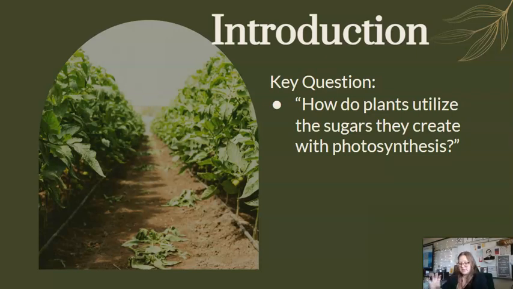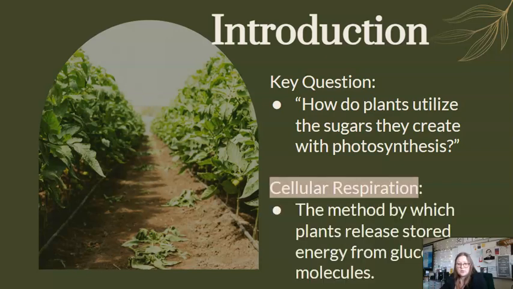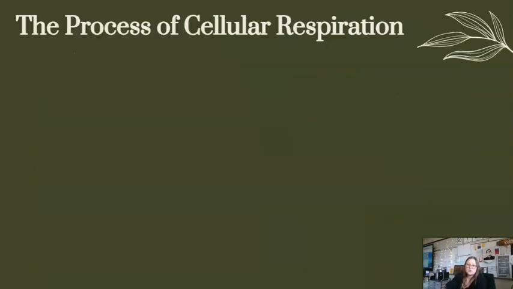We know that plants are autotrophs, which means they can create their own food, but how are they using that food that they create during photosynthesis? So we're going to talk about cellular respiration, which, the most simple definition, is the method by which plants release stored energy from glucose molecules.